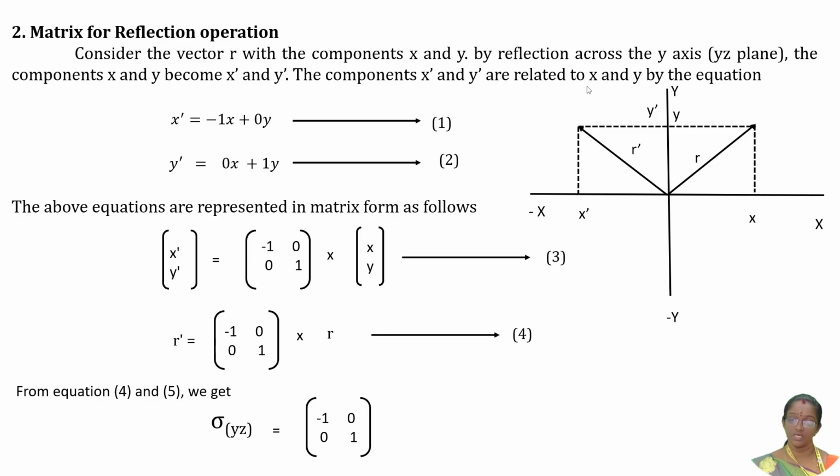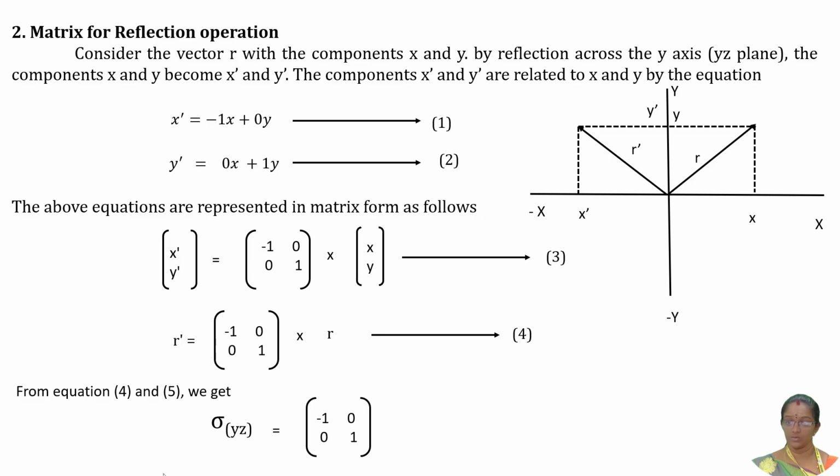We can combine these equations in matrix form as a column matrix x dash, y dash is equal to the matrix minus 1 0 0 1 multiplied by the column matrix x, y. If we substitute x dash, y dash as r dash and x, y as r, and compare the equations, we get sigma yz plane is equal to the matrix minus 1 0 0 1.